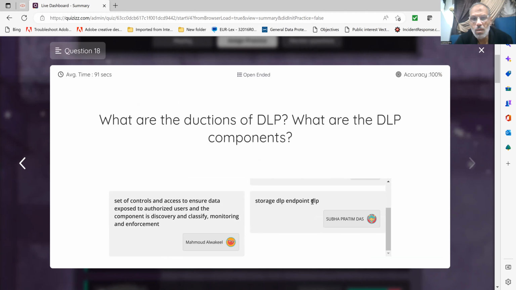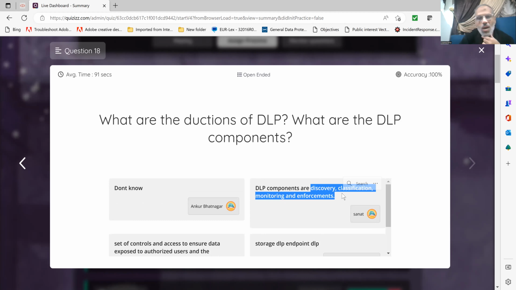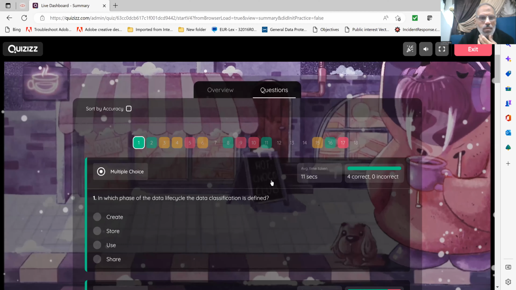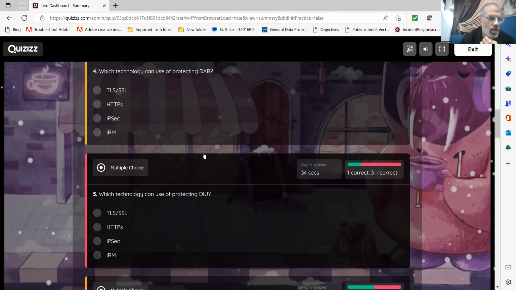Storage DLP, endpoint DLP, and all this stuff, but mainly the DLP components as a CCSP, we call them discovery and classification, monitoring, and enforcement. Although your answer I can consider right, unfortunately for CCSP it's not. As I mentioned now, even if our information is contradicting with CCSP, we have to follow the CCSP. Okay, the answers, I will not say excellent, but it's okay.